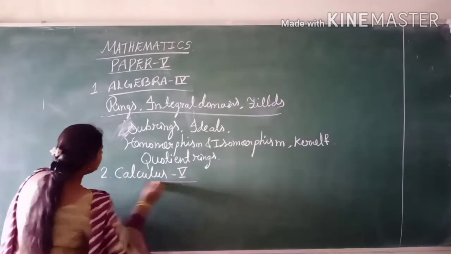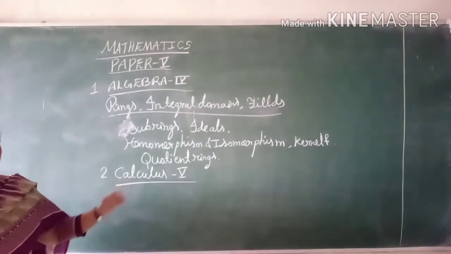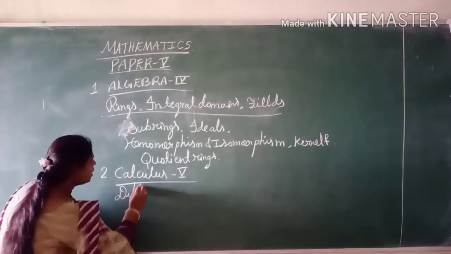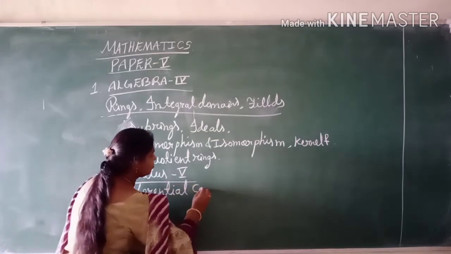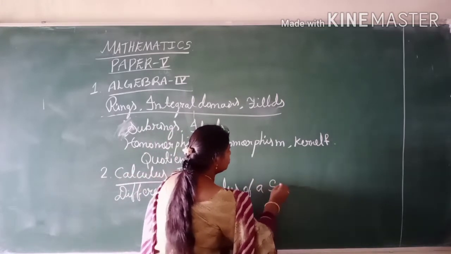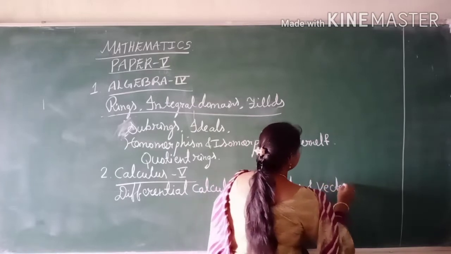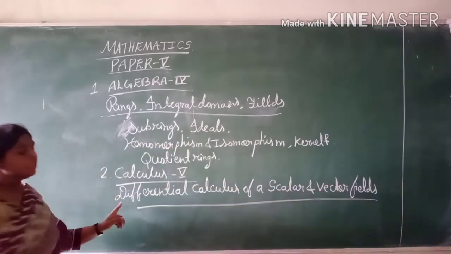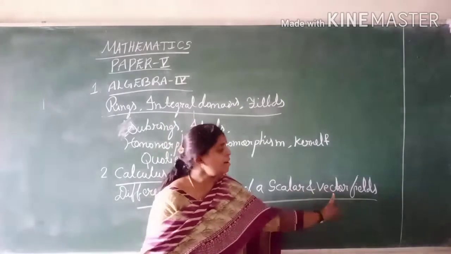The next unit 2 is calculus 5. That means calculus 1, 2, 3, 4 were learned in the earlier semesters. In calculus 5, the chapter name is the differential calculus of scalar and vector fields, which is the second unit name.